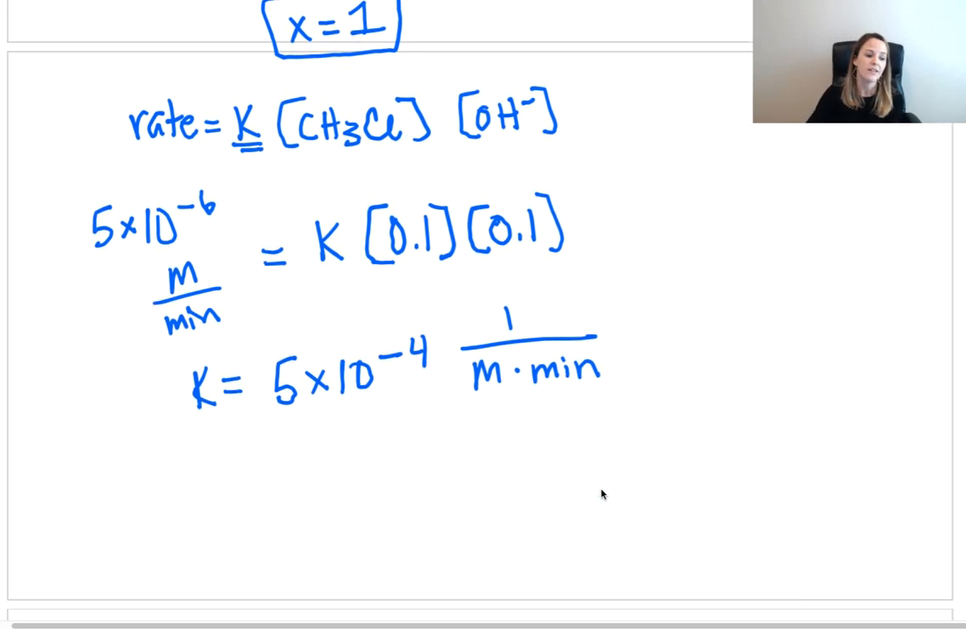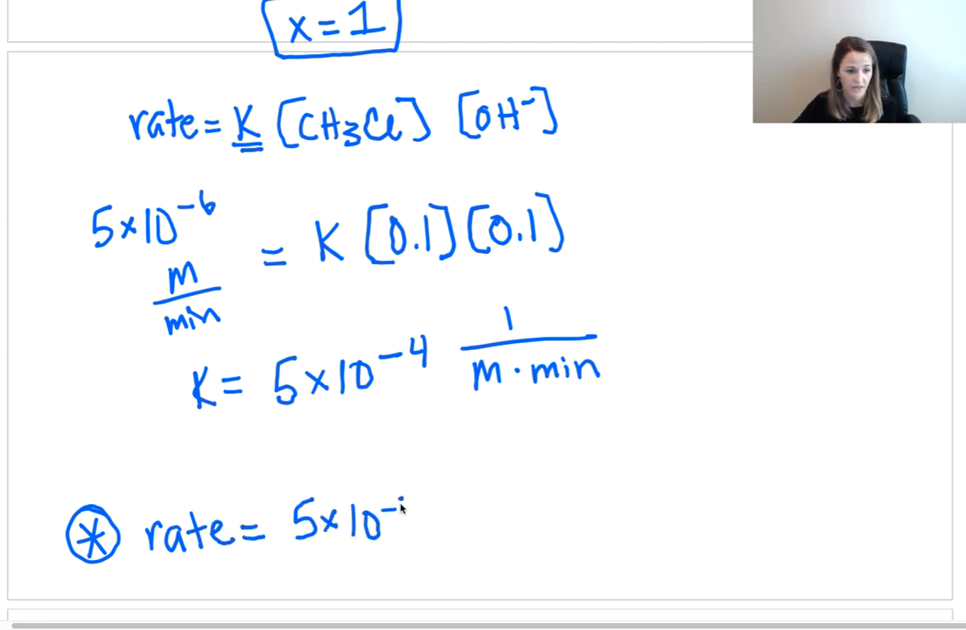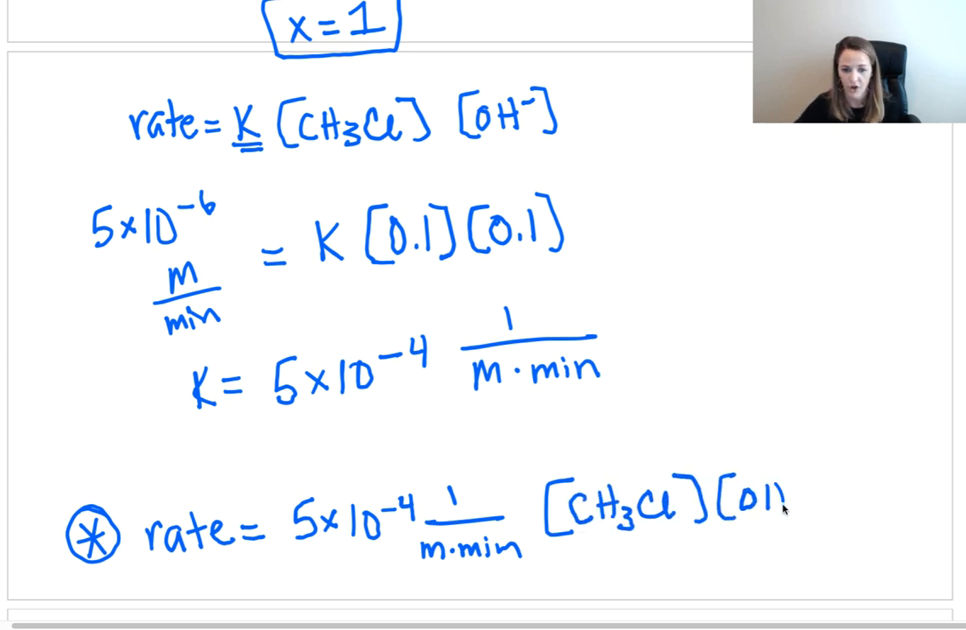Okay, very last step in the whole thing is you have to put this all together to give us our overall rate law. This is the whole point of it. So if we did this properly, we would end up with a rate law where our rate is equal to that rate constant, 5 times 10 to the negative 4, 1 over molar times minute, times our concentration of CH3Cl times our concentration of OH minus. And that, my friends, is our beautiful, gorgeous rate law.